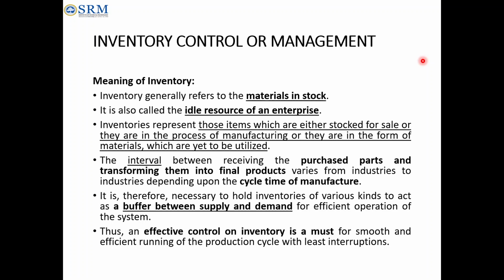Then what is meant by cycle time of manufacturing? The cycle time is called the interval between when you receive the components or parts and when you transform them into the final product. So from purchase of raw material to sending it as a final product, there is a time gap, right? That time is called the cycle time. It depends on industry to industry, it will vary. You can't fix it.